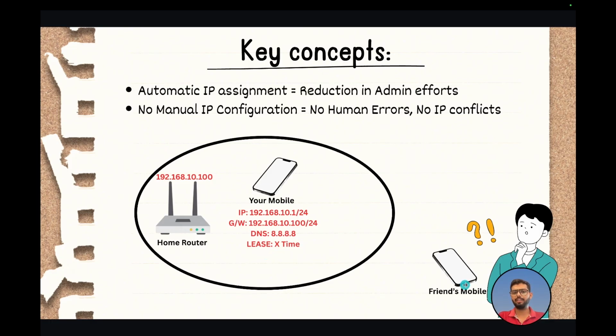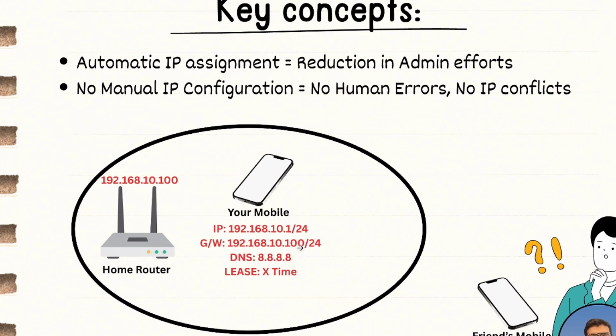Now let's say your friends come over to your home and they want to connect to your home router. What should this friend do if you are not present in your home? They need to configure all these settings manually, but that might not be an easy solution. So this is the particular scenario where DHCP can help.